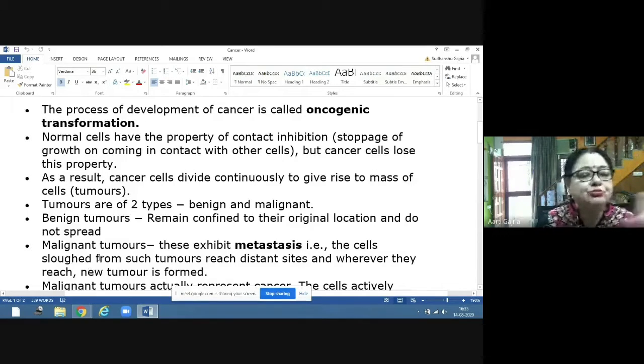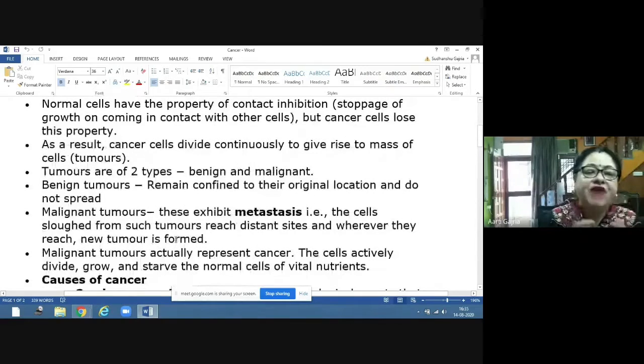Now, these tumors are of two types: benign tumor and malignant tumor. A benign tumor is confined to its original location, meaning the mass of cells has been formed at one place and will remain in that place only. It will not spread to other parts of the body. That is called the benign tumor, which is not very harmful.